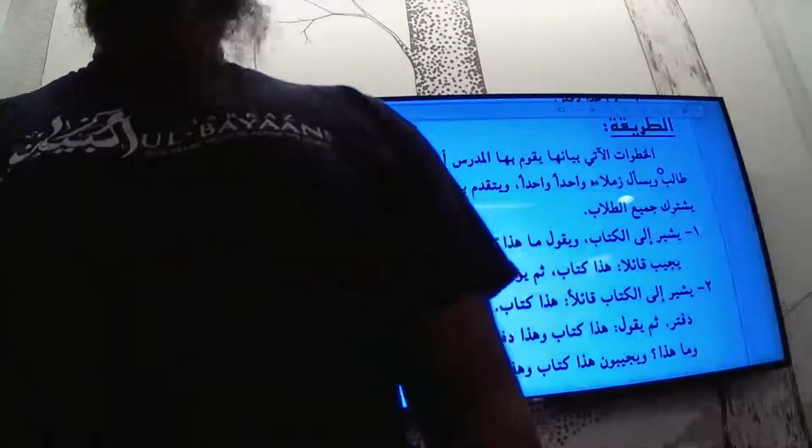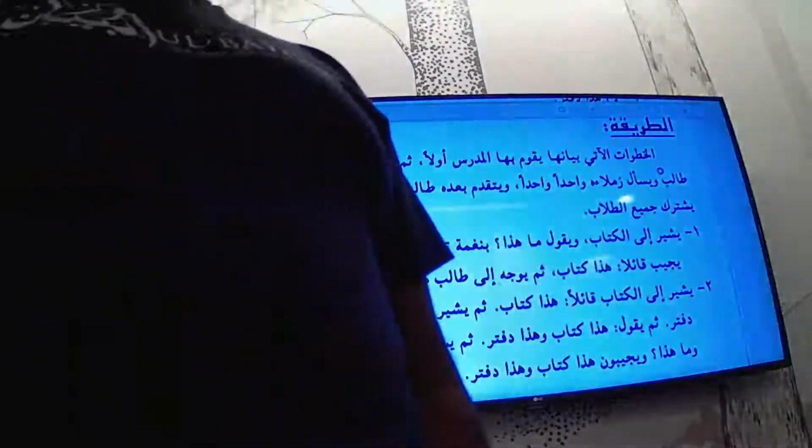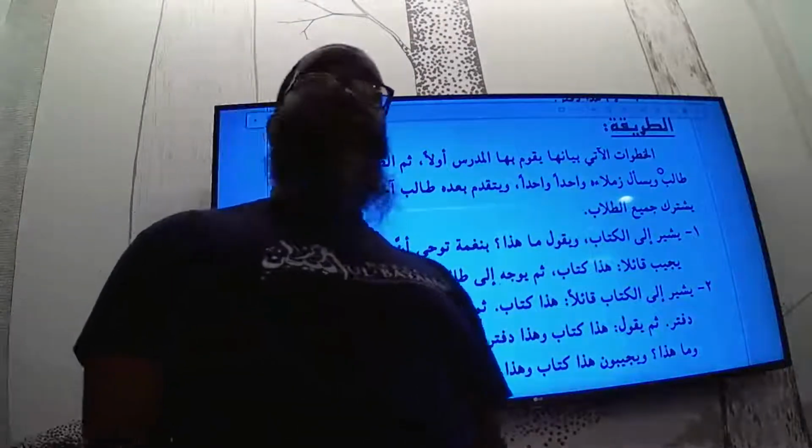All right, write those vocabulary words. Here's your homework. Write the vocabulary words 5 times in Arabic and 5 times in English, saying them and writing them at the same time. Not that vocabulary list. We're talking about this vocabulary list.